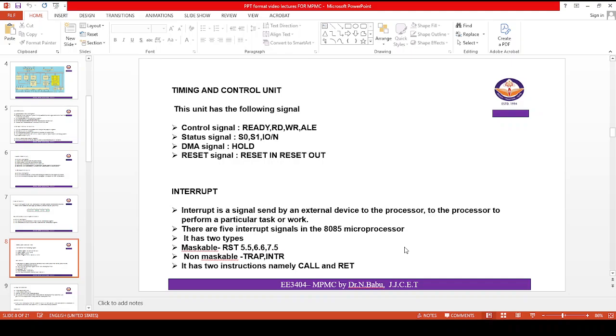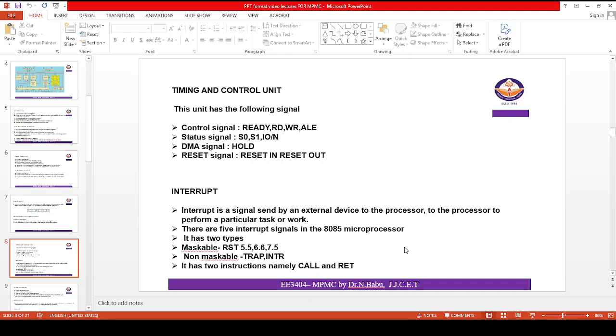Next signal is DMA. DMA means direct memory access. DMA is one of the IO controllers. It wants service from the processor, that means not only the processor, it is used for the processor's address bus and data bus.